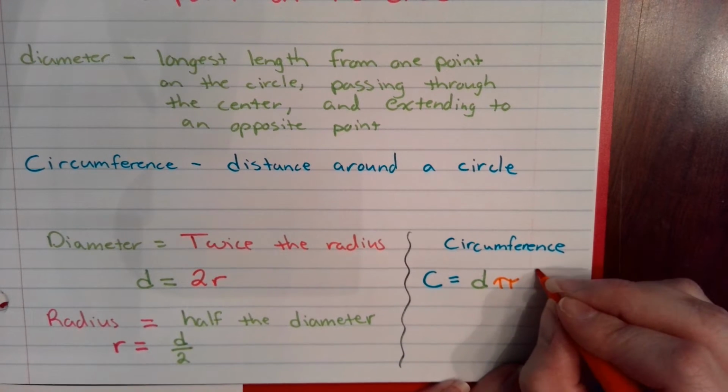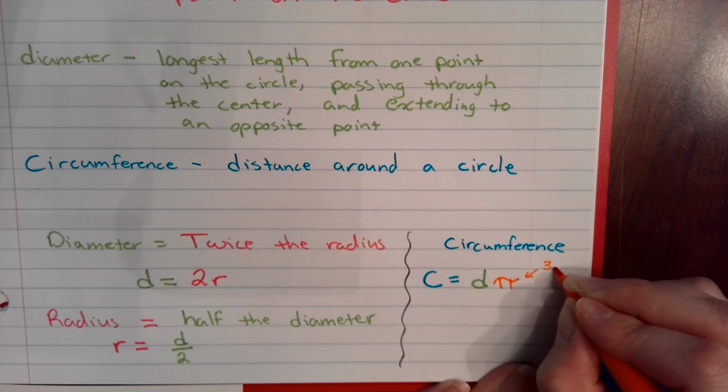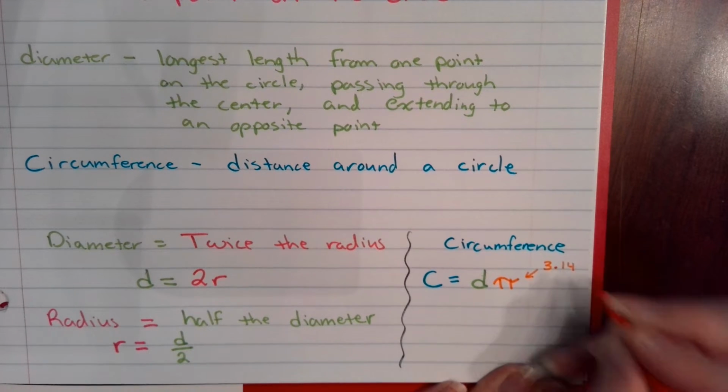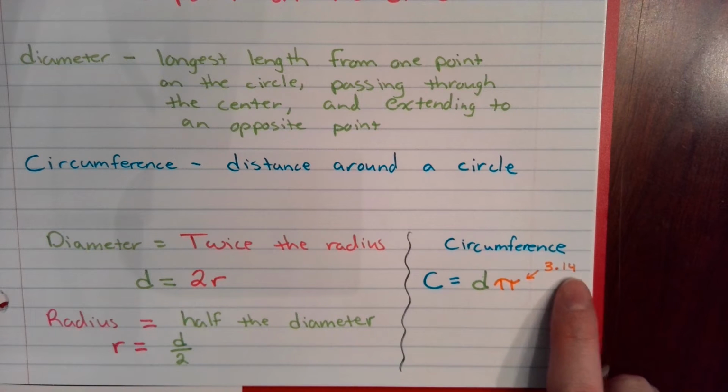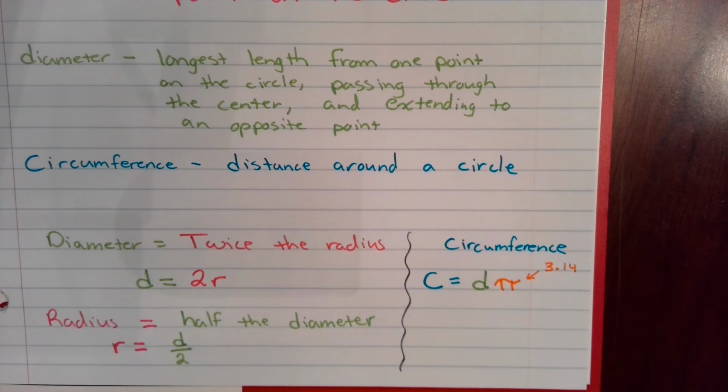Pi is represented as 3.14. So we use 3.14 as our representation for pi. It's an irrational number. That means that it has no repetition to it. It actually never ever stops. So it keeps going on and on. We just use a simplified estimated version of it when we're doing our geometry.